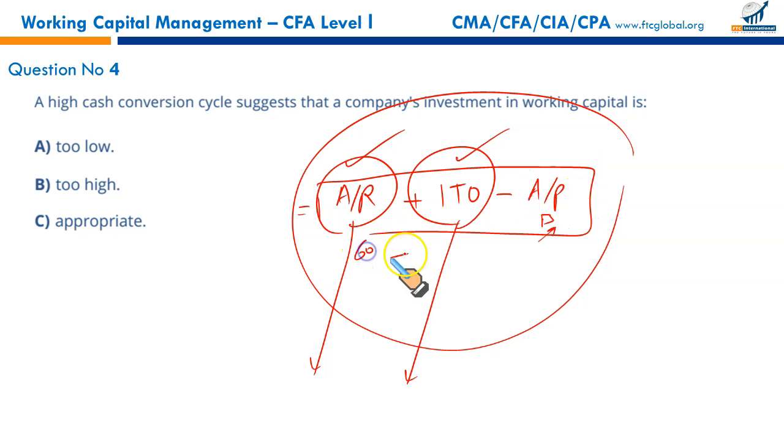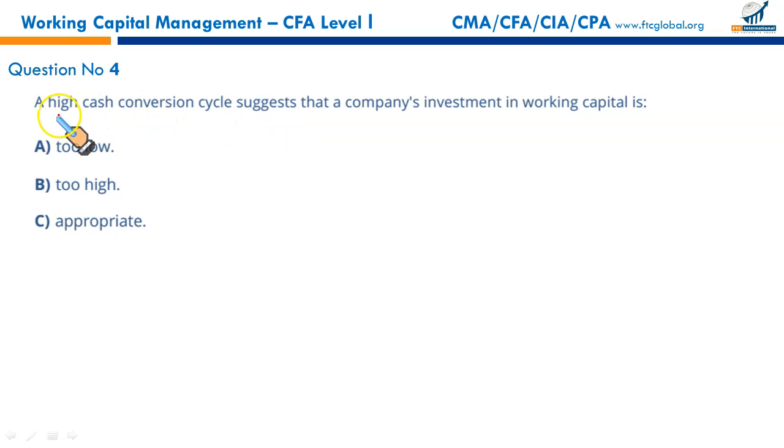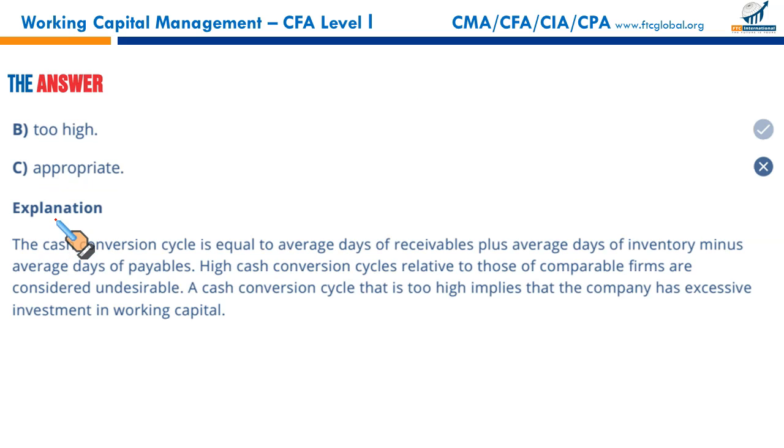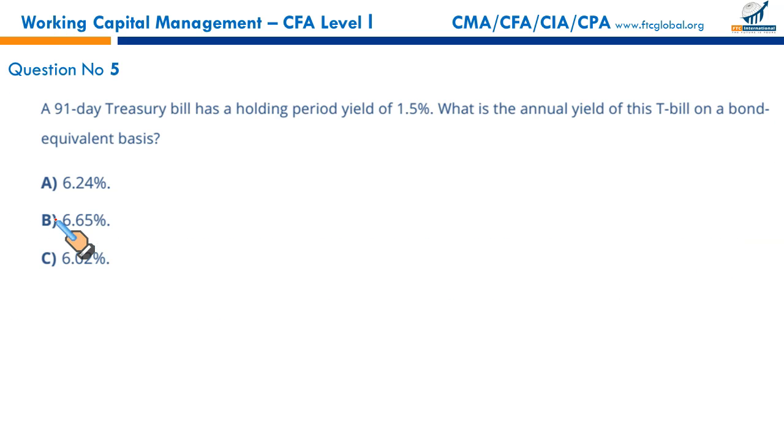Let's say you hold your receivables for 60 days, your inventory is turned in 70 days, and you pay your suppliers within 10 days. What does it mean? Your cash conversion cycle is 120 days. And it suggests that you have a substantial investment in receivables and inventory. So we can say that if the cash conversion cycle is high, the company has too high an investment in working capital. A cash conversion cycle that is too high means that the company has excessive investment in working capital. And when we say working capital, that is your account receivables and your inventory. So that makes B the correct option, too high.